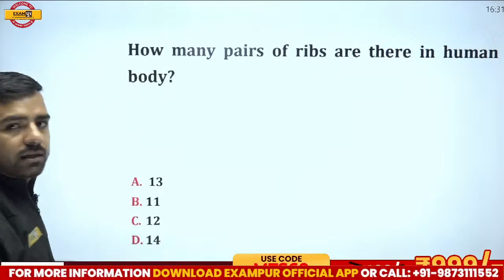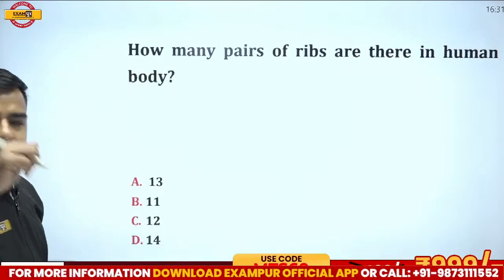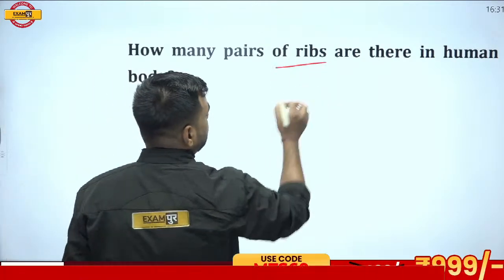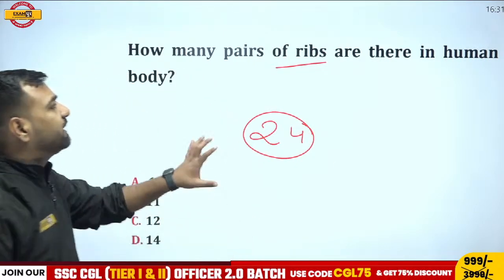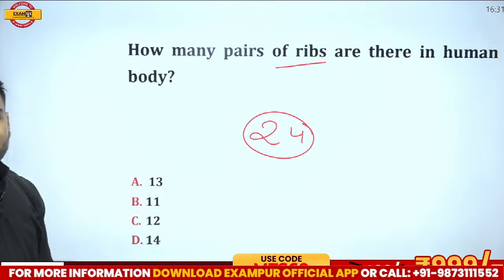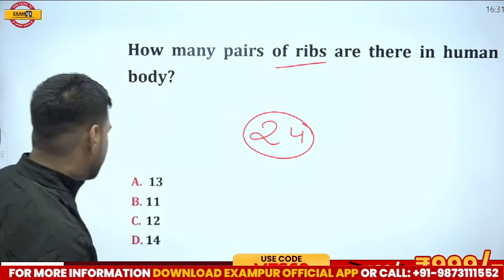See Rohit. Young Kumar, absolutely correct. If I talk about the number of ribs, we have 24 ribs, right? And those 24 ribs, but they are asking in pairs. So obviously, one pair is going to have two. So obviously, what is the correct answer?